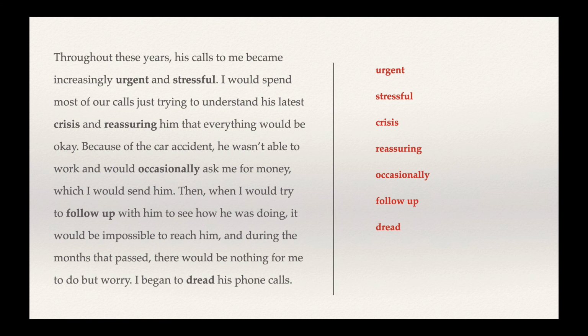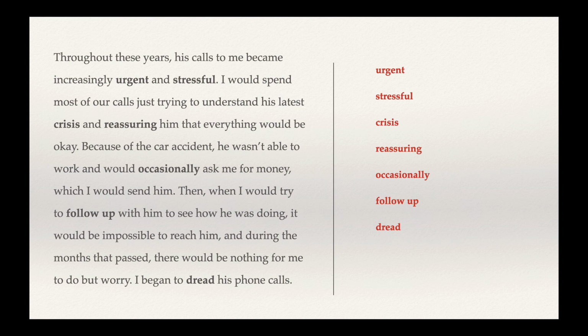She said she would spend most of the calls just trying to understand his latest crisis. What do you think crisis means? It's difficult to guess here, but it's a general word that just means some really bad situation. And reassuring him that everything would be okay. And we can see reassuring. Re is our prefix here that means again. So saying something to him again and again that everything would be okay.